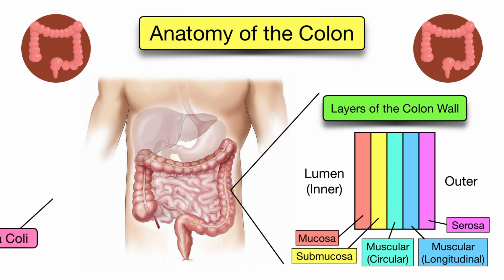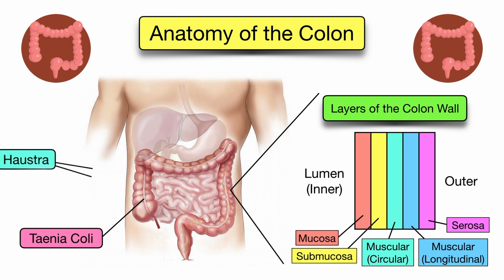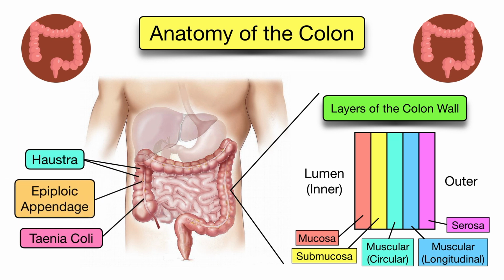The outer layer of longitudinal muscle forms 3 long strips along the colon, called taeniae coli, which contract to form pouches along the colon, called haustra. It's important to remember that haustra are not the same as diverticula. The colon is also decorated by small fat sacs of serosa called epiploic appendages. These structures are hallmarks of the large bowel.